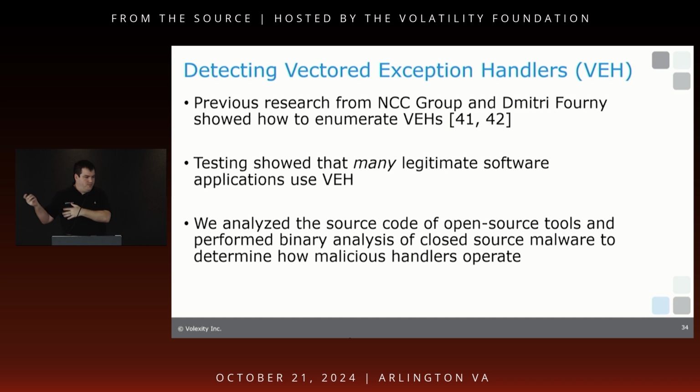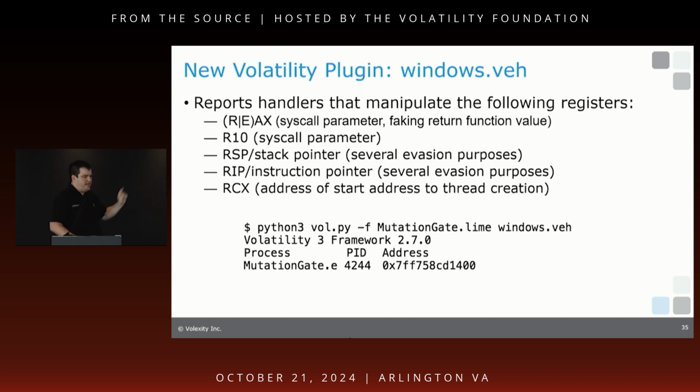So we just took what was probably a lot of research effort on their time, converted that to a Volatility 3 plugin and code, and we could enumerate the vectored exception handlers. So that's what we're seeing here. Basically, one thing we realized when we did mass testing of this is legitimate software sets a ton of vectored exception handlers. There's a lot of legitimate reasons to do that.